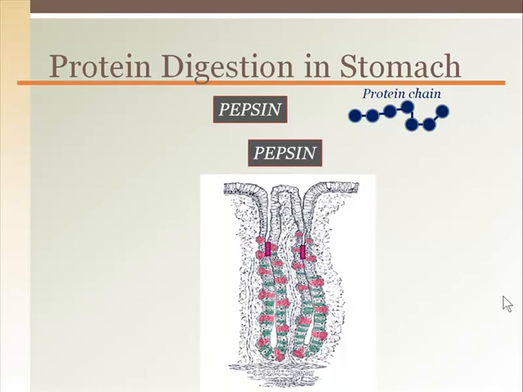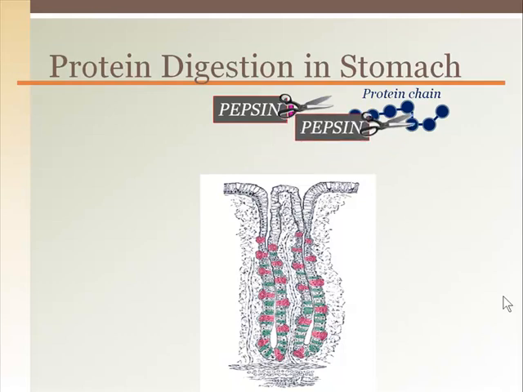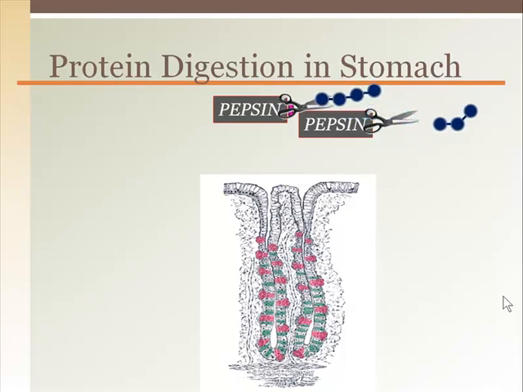Parietal cells secrete even more hydrochloric acid, which will lower the pH in the stomach, making the area around the pepsin and the proteins very acidic. This activates the pepsin to chop up all the proteins that it comes across.